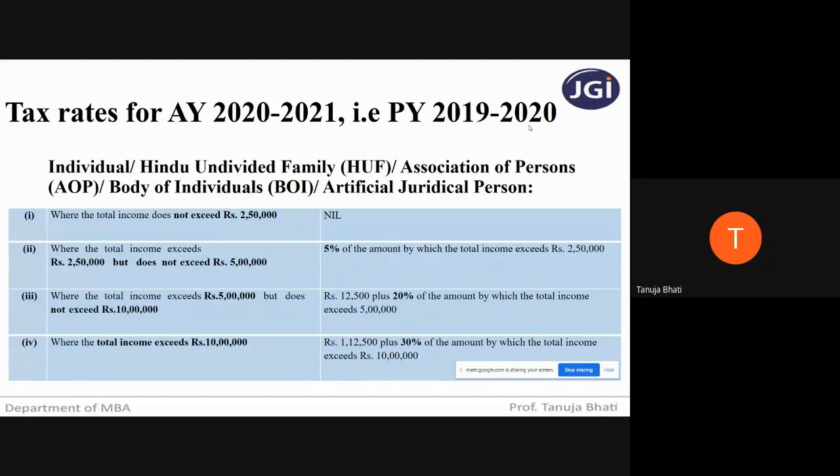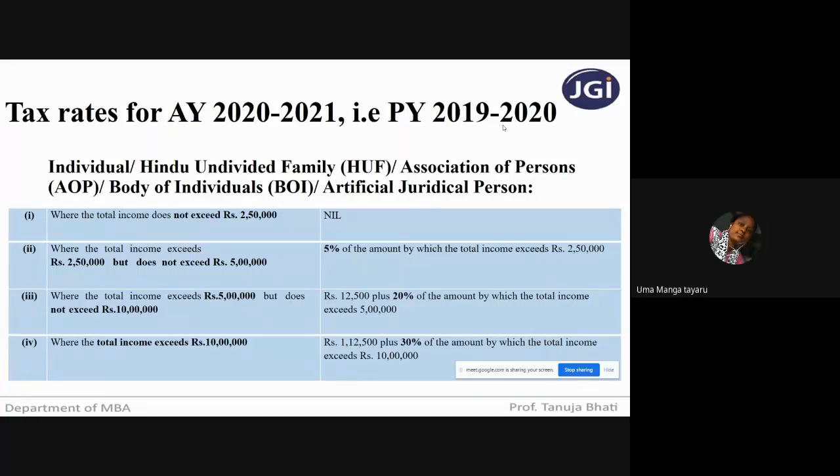See, budget is always declared for the next year, not for that particular previous year. Obviously, if they have to tax for 1920, will they declare the rates for 1920 in Feb 2020? No, they have already declared the rates for 1920 in the previous year itself.